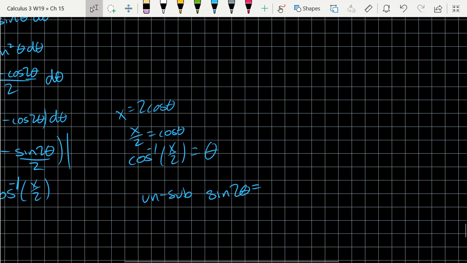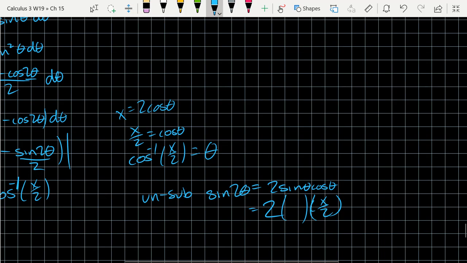The front of the book's pretty useless. Let's go to 1.3, trig functions. Oh, here we go. So on page 26, I have sine 2 theta equals 2 sine theta cos theta. Sine theta, I don't know, but cosine theta is x over 2. So now all I have to do is figure out what in the world sine theta is.